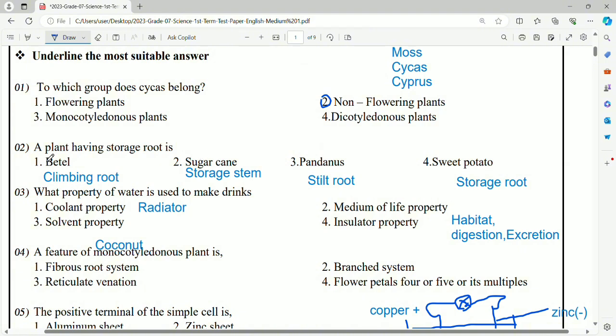Now, a plant having storage roots. Betel has climbing roots. Sugarcane has a storage stem, and pandanus has still roots. Sweet potato has storage roots. Storage roots are present in carrot, beet, manioc, and sweet potato. So the answer is sweet potato. Pandanus has still roots.